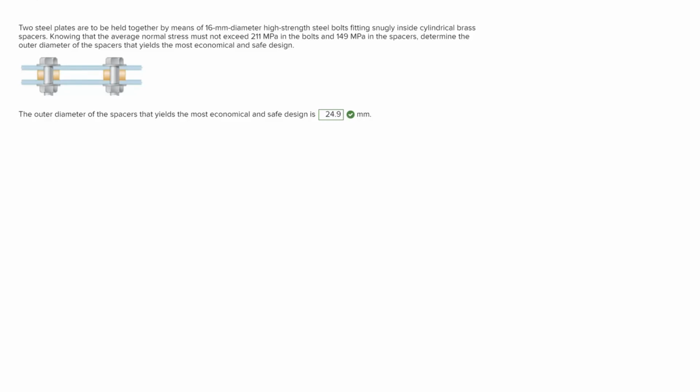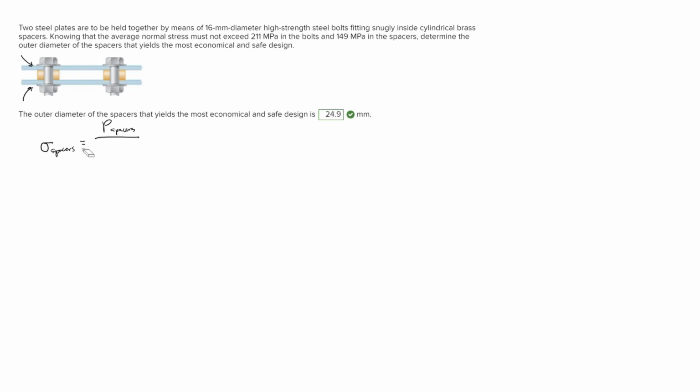Alright, so for this problem we're trying to find the outer diameter of the spacers, and that's going to be these washers here. So ideally what we would do is use the formula for the stress of the spacers, which is equal to the force through the spacers over the area of the spacers. So we have the stress through the spacers, we do not have the force through the spacers, and we do not have the area of the spacers because we do not have the outer diameter of the spacers.